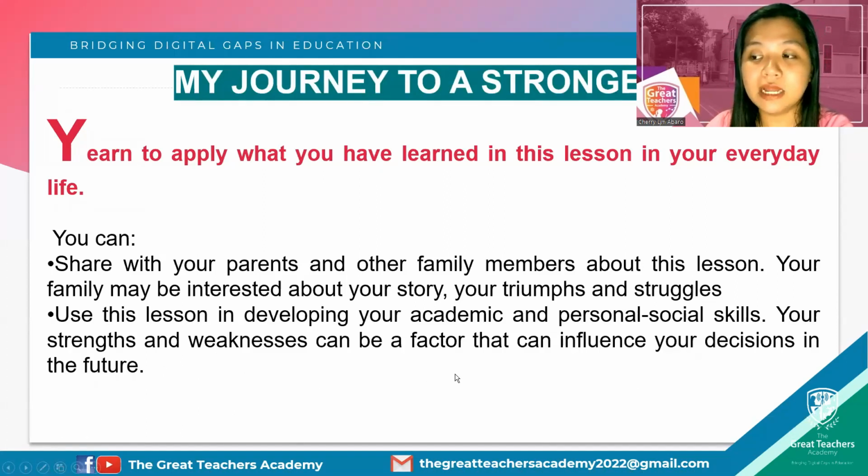Use these lessons in developing your academic and personal skills. Your strengths and weaknesses can be a factor that can influence your decisions in the future. So, maaari yun, di ba, na since na-develop man na or na-discover man na that you are good in math, so pwede din na maka-influence yun when it comes to your decision in the future. Let's say yung pagkuha mo ng course na gusto mo pagdating ng college. Although malayo-layo pa kasi nasa grade 8 pa lang kayo, pero yun nga, since na-discover mo na magaling ka sa math, pwede yun makapabago ng decision mo in the future, which is yung pagkuha nga ng course.